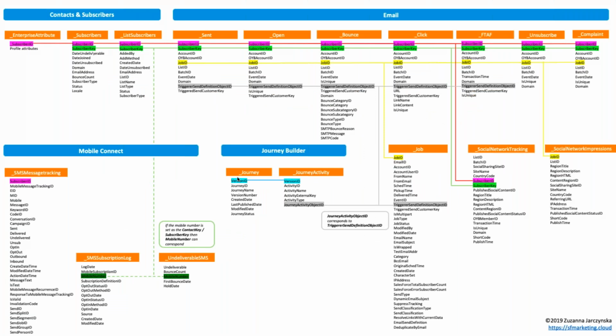But you can see there are some dedicated data views for Journey Builder with the journey and the journey activity and how they link together between the email channel activities. So you can see on the journey activity, there is the journey activity object ID, which relates to the trigger send object or trigger send definition object ID, which then relates back to the send open click event type data.